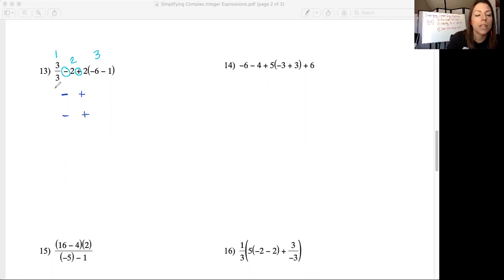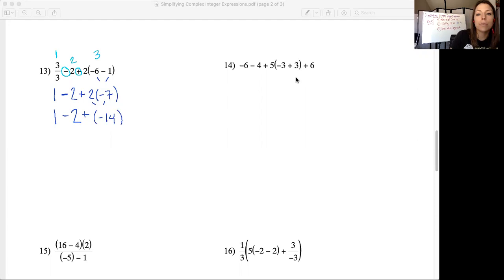So here we go. 3 divided by 3 is 1. 2 is already simplified. And over here, -6 minus 1 is -7. Now again, this term is not yet simplified, so I'm not doing anything until all my terms are simplified. I don't want to be tempted to add too soon. 2 times -7 is -14.